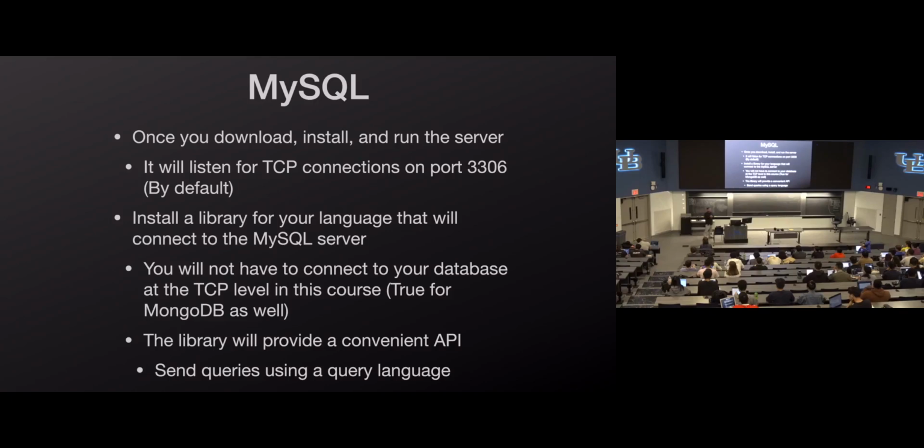I don't know what your use case is, but in most cases, 3306, just stick with the default port. In your library of choice, install a library that's going to connect to the database, and then that's how we're going to connect to it. We don't want to mess with opening a TCP connection.